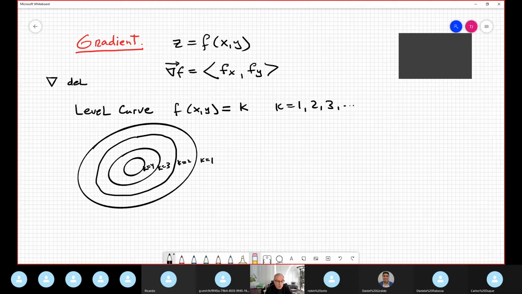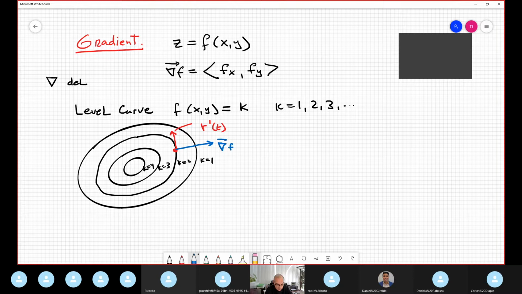Now at one specific point here, you have the tangent vector like that. This is the vector, and you know how we compute that: r prime at the specific point t. The gradient vector is perpendicular to the tangent vector.